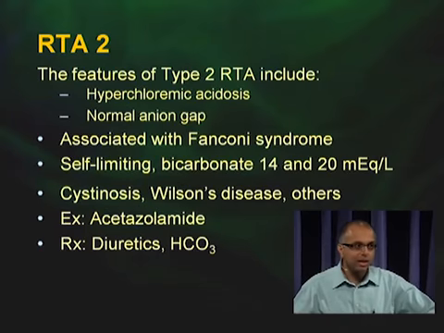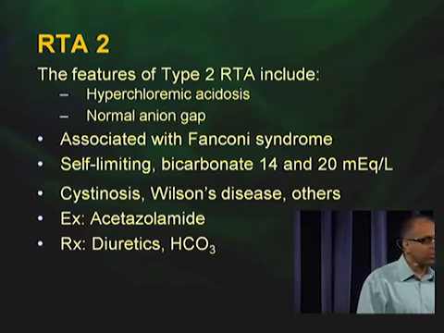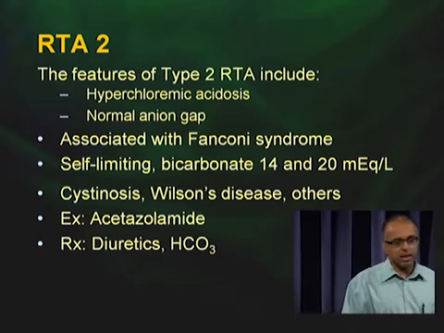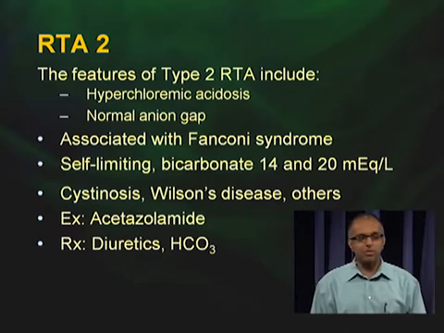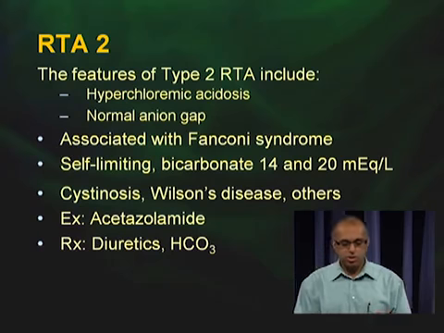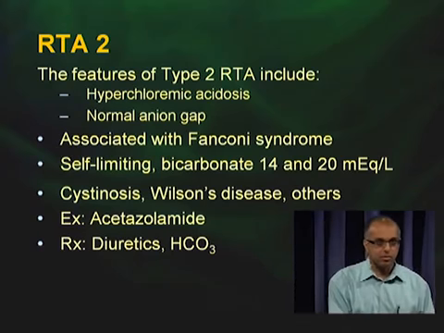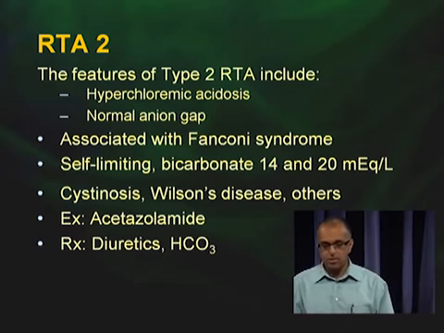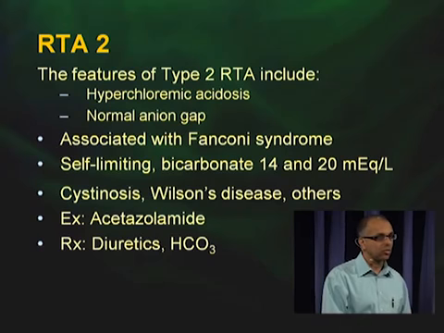Type 2 RTA is better known as proximal RTA. The proximal nephron is the workhorse of the kidney. That's where everything is resorbed and reclaimed. And if somebody has a disorder of the proximal nephron, if it's a large systemic disorder, we call it Fanconi syndrome. And those people dump everything. So you see phosphate in the urine and glucose and magnesium and bicarbonate. They dump bicarbonate, and that's how they get their acidosis.